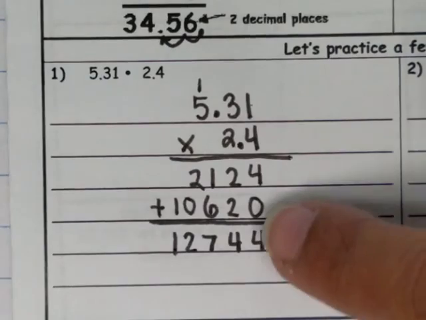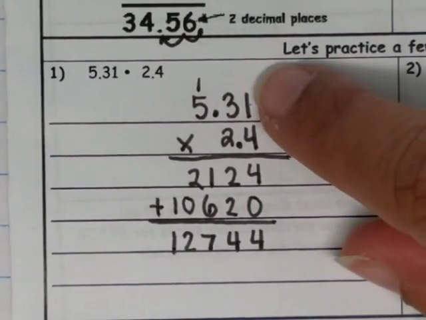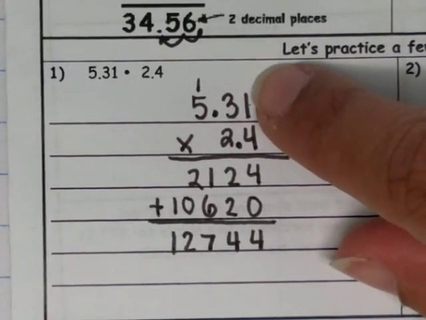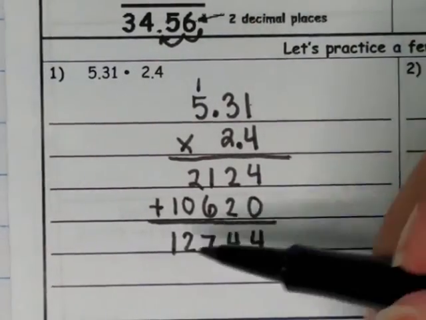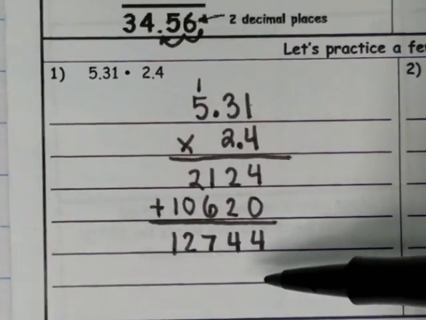And if you look at this answer, it looks way too big because look at this. This is 5.3 and 2.4. So that's close to 5 and that's close to 2. So it should be about 10, a little more than 10. Well, this answer is way bigger than 10, so we know we're not correct.